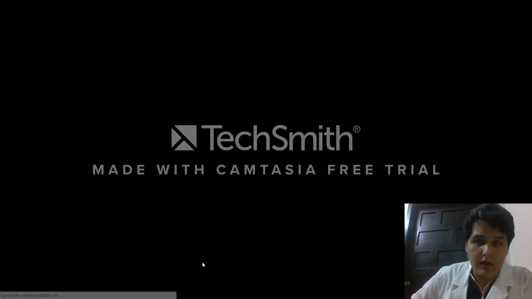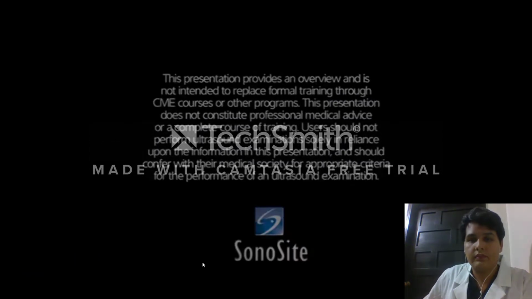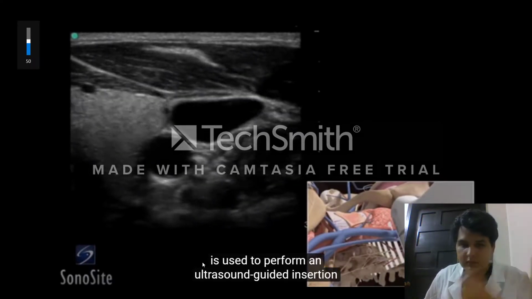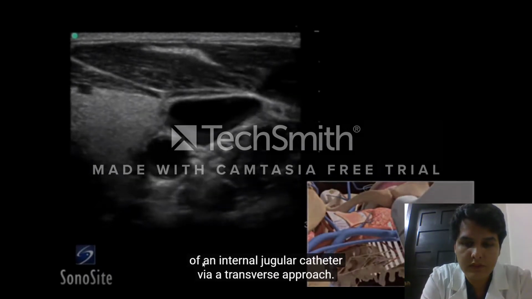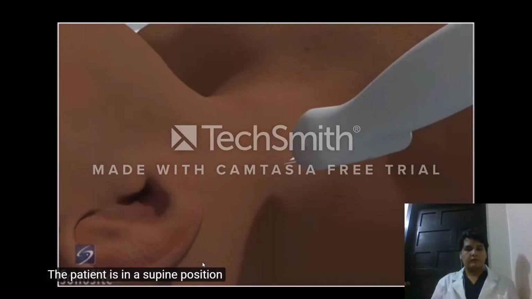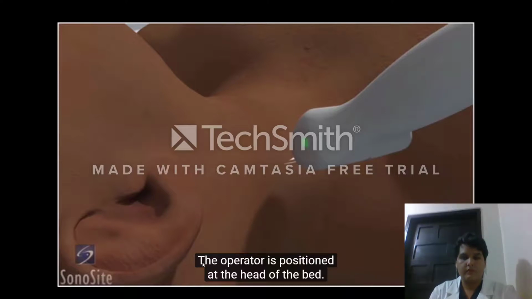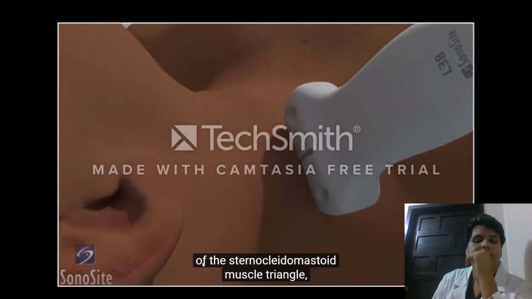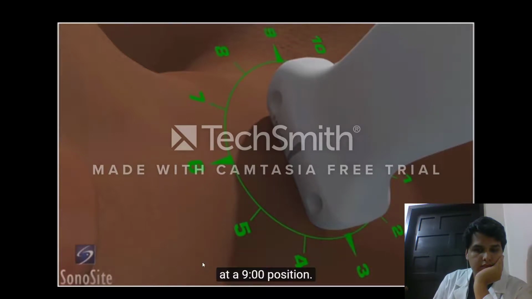This is a video that shows how the introduction of the catheter is done. A linear array transducer with a venous exam type is used to perform an ultrasound-guided insertion of an internal jugular catheter via a transverse approach. The patient is in a supine position with the head slightly turned toward the contralateral side. The operator is positioned at the head of the bed. The transducer is placed transversely just below the apex of the sternocleidomastoid muscle triangle, with the orientation marker directed to the patient's left at a 9 o'clock position.